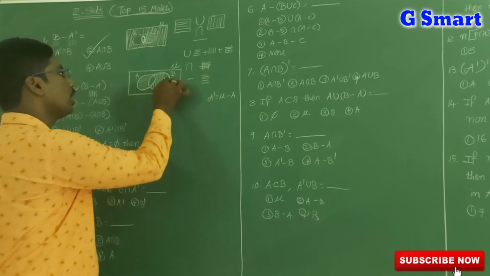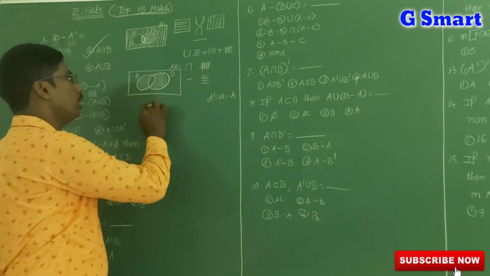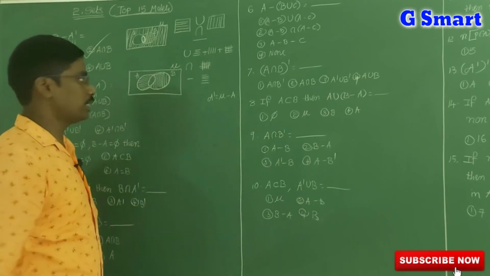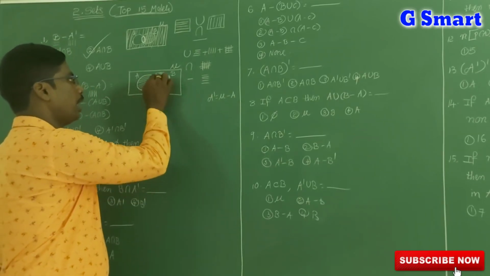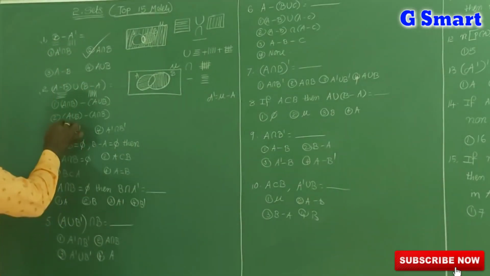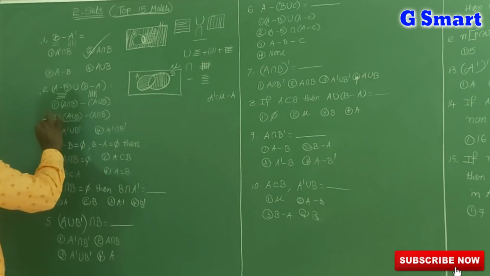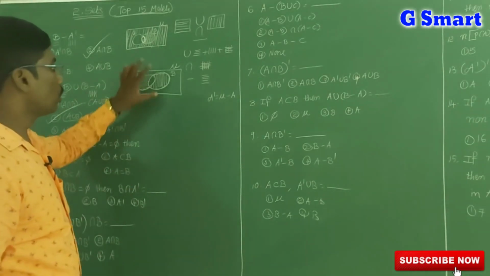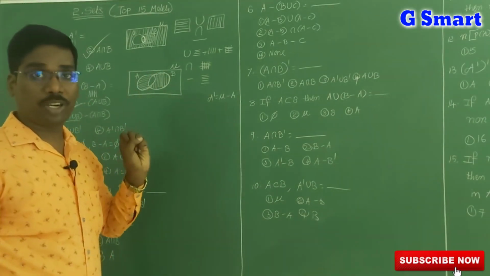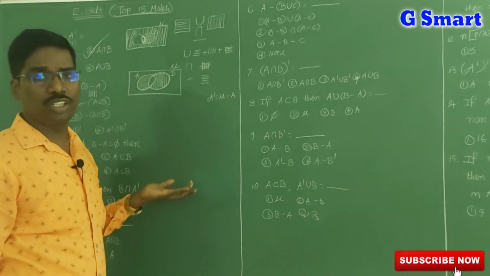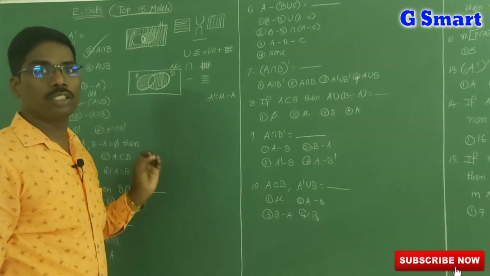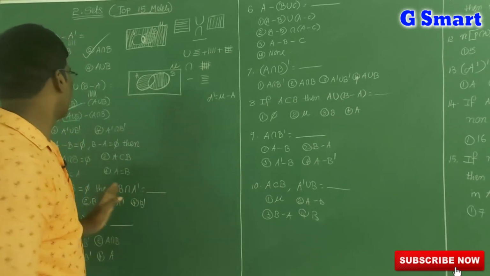So this is nothing but total A union B minus A intersection B. Isn't it? See here, total A union B minus A intersection B, that is the second option. So total A union B, we are subtracting the intersection, because intersection is not needed. So minus A intersection B. So that is A union B minus A intersection B. Next.